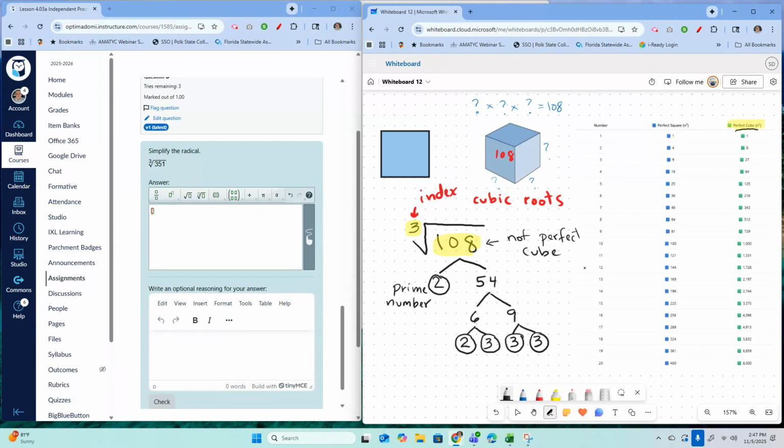Now, how do you know when you're done with the tree? All those numbers that are hanging, if you circle them, that's how you know when you stop making the tree. Okay? And look what I'm going to do now. Let me erase this here.